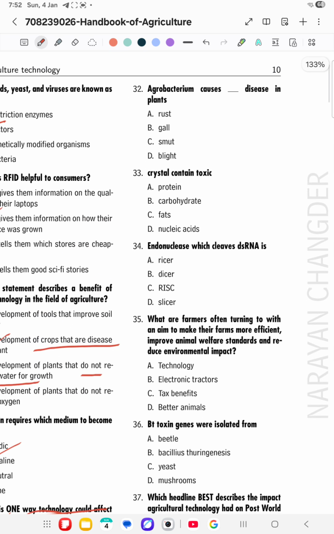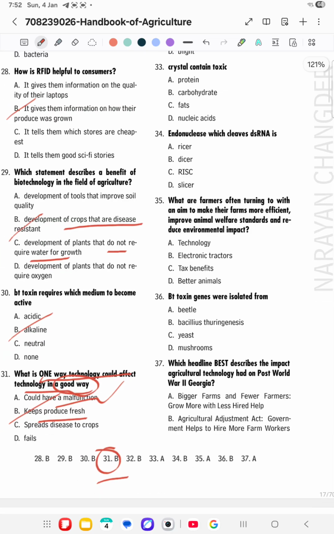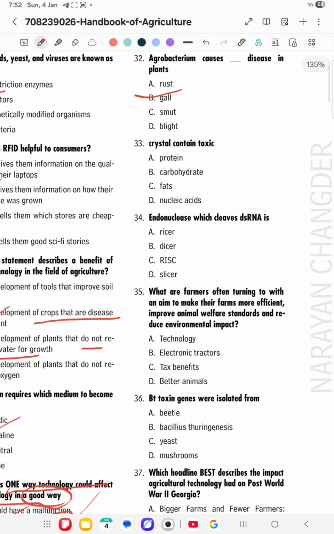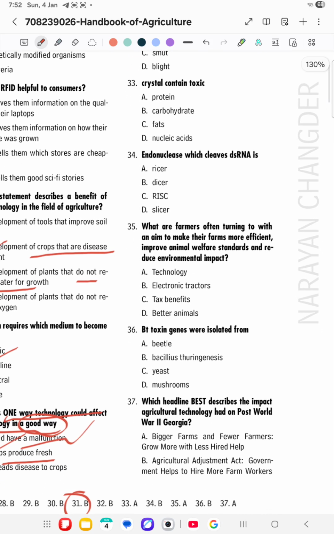Agrobacterium causes dash disease in plants. Rust, gall, smut, blight. I'll see the answer actually. It's gall. Agrobacterium causes gall disease in plants. Crystal contains toxic dash. Protein, carbohydrate, fat, nucleic acid. No idea. Protein. Crystal contains toxic protein.